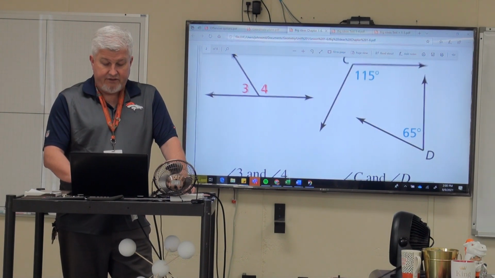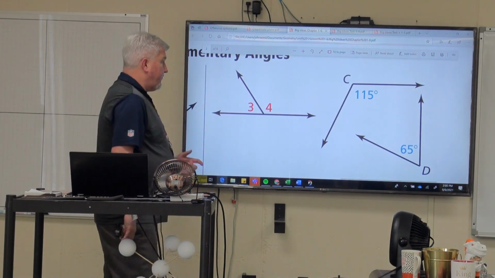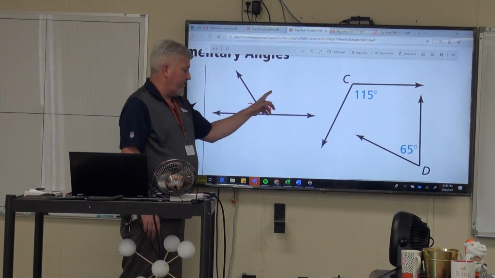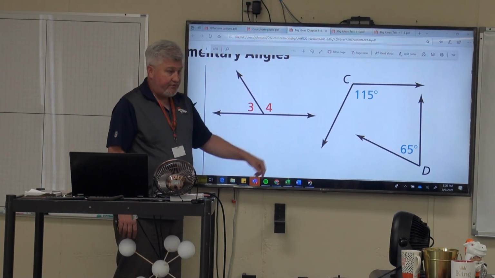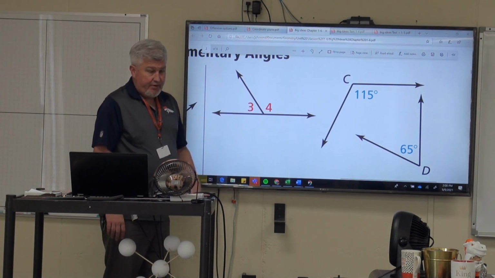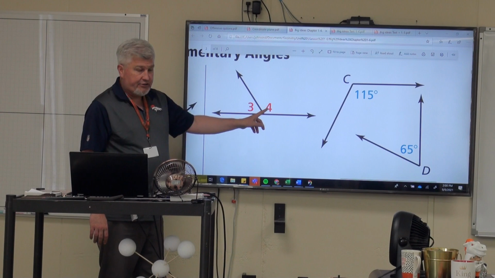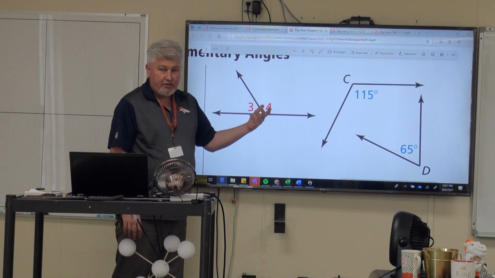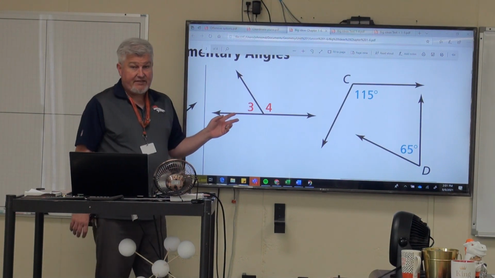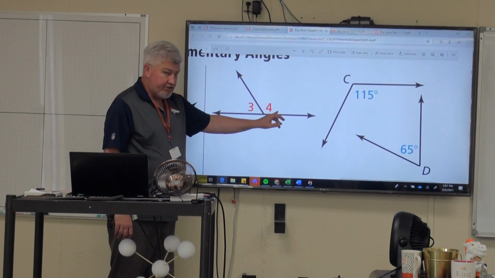Okay, so again, you see this picture here. We've got two different representations. Here we have, if you remember, this is called a straight angle, which is 180 degrees. It's split by this ray into angle 3 and angle 4. So angle 3 and angle 4 are supplementary because added together, they're 180 degrees. Okay? And they are adjacent angles because they are right next to each other.